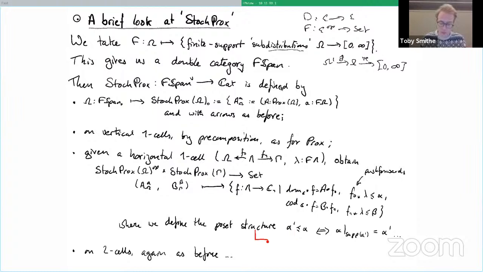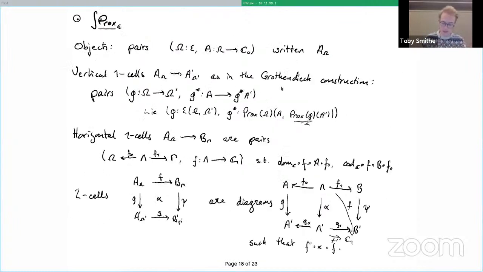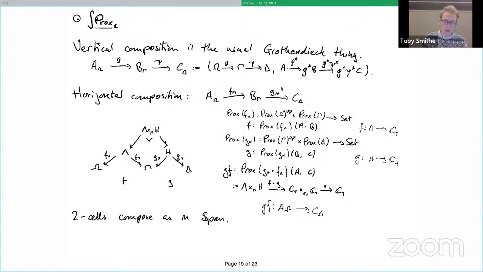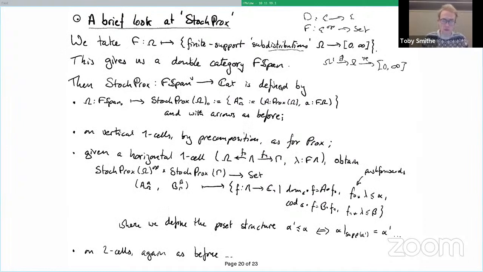So to make this a little bit more precise, I can define a poset structure on these sets by saying a kind of distribution is below another one if, when I restrict alpha here to the support of alpha prime, they end up being the same subdistribution. And on two cells, this is again the same thing as before. It's just this kind of diagram with this compatibility condition. Okay, so that's this thing I called stock prox.